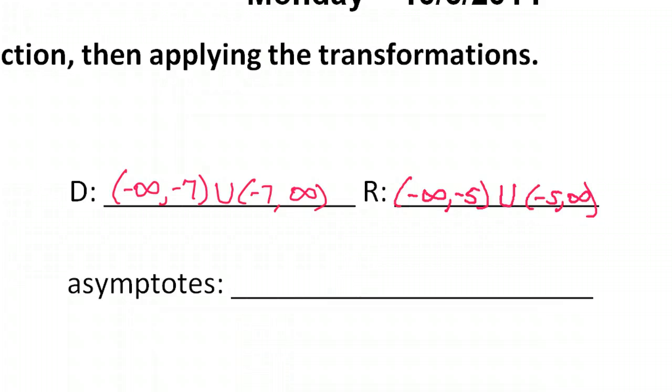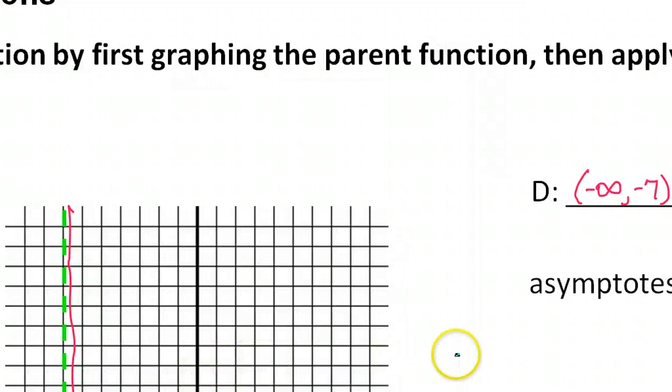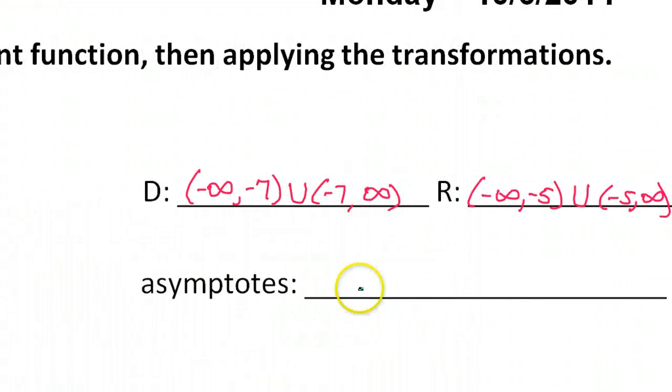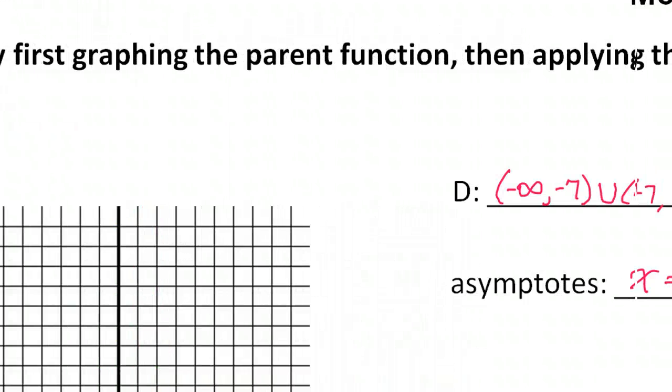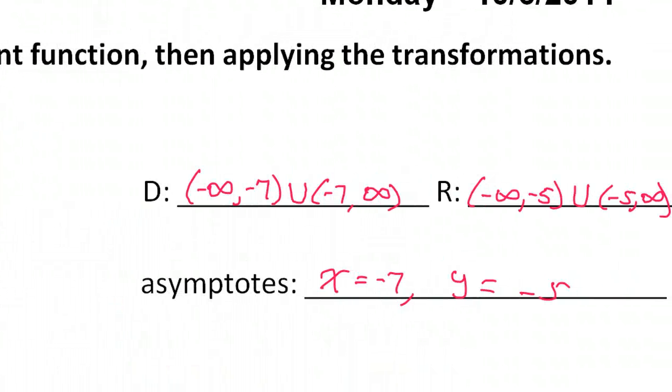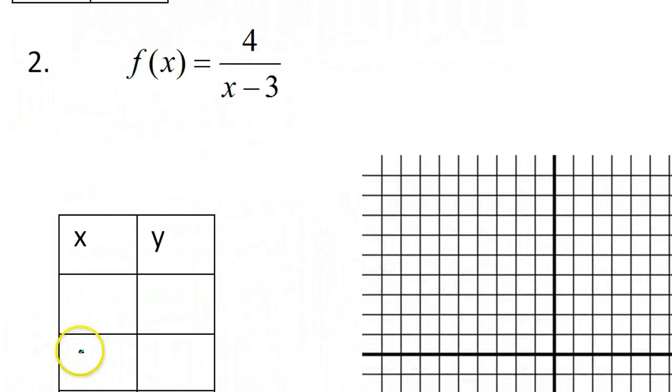Of course the asymptotes: we have a vertical asymptote at x equals -7, and we have a horizontal asymptote at y equals -5. And I believe that is it for problem number 1.